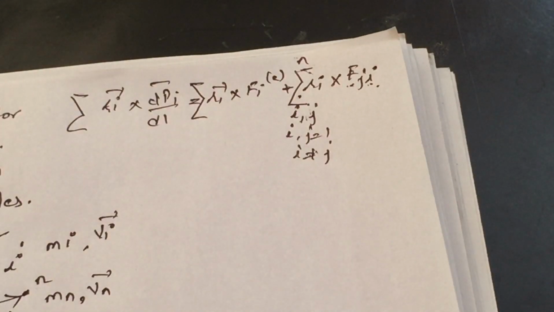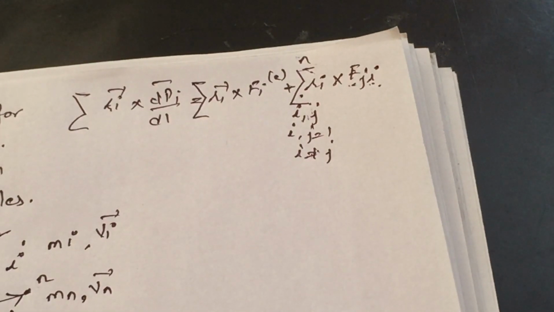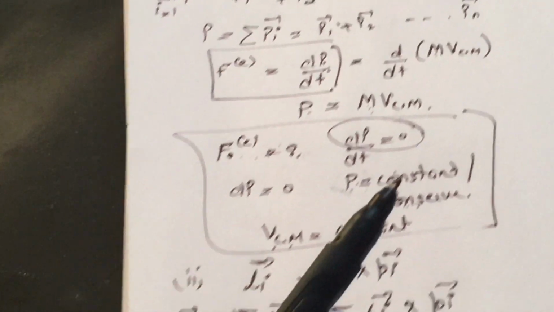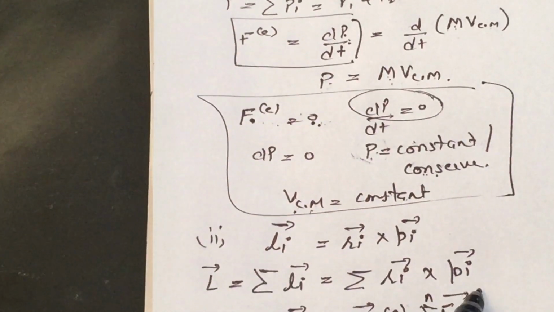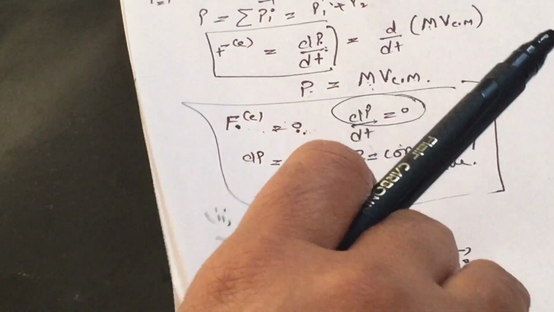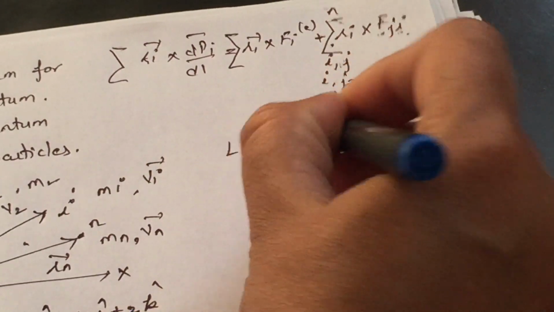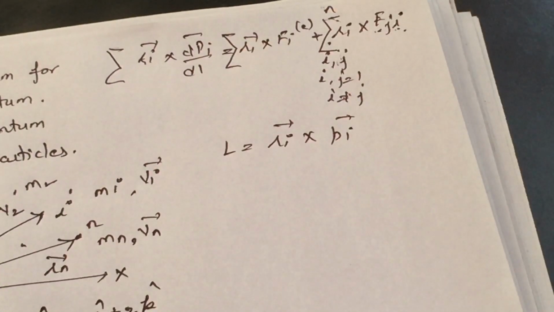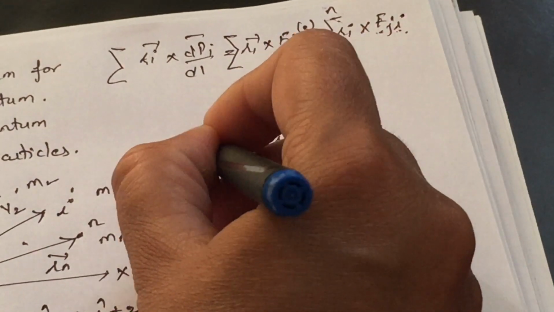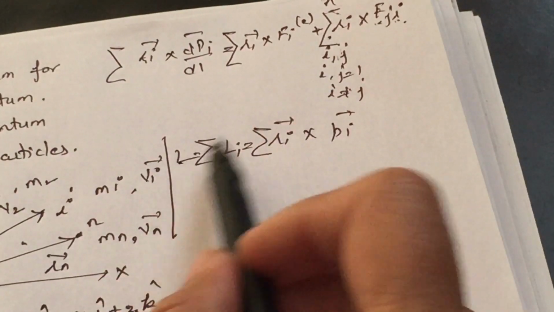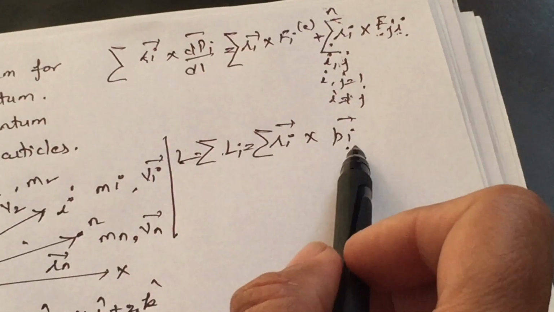Now if we expand this expression, what will we get? Here we have L is equal to ri cross pi, this is for the ith particle, but if we put a summation, we will get the total angular momentum.